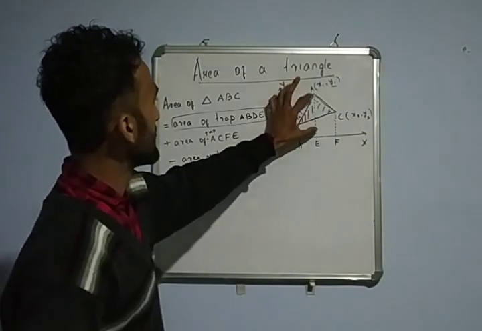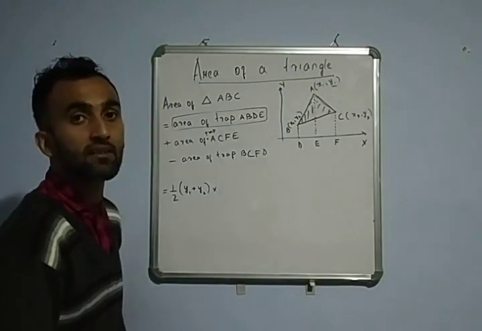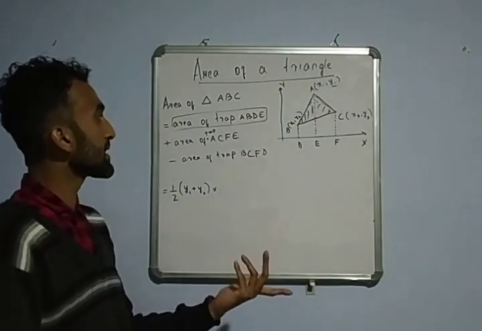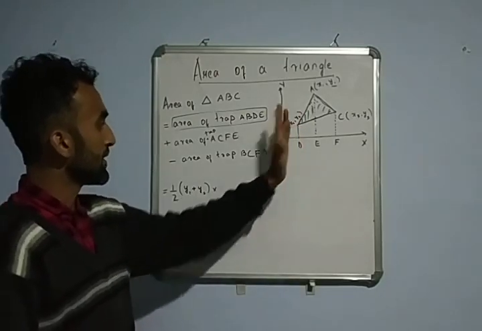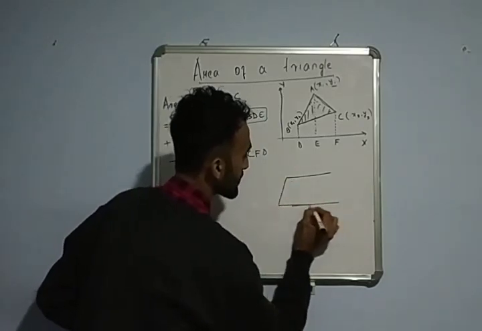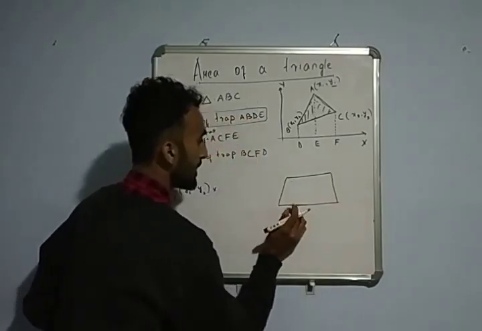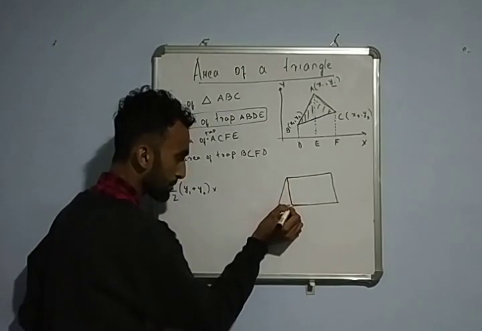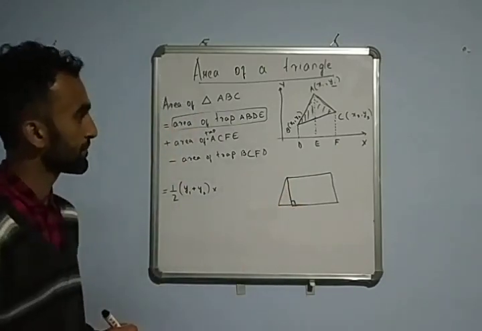So these are two parallel sides. Now the height. Height is very important here. Which one will I take as height? This is not a height anymore. Just check, if these are the two parallel sides and suppose this is the trapezium which I am talking about, the height should be this.